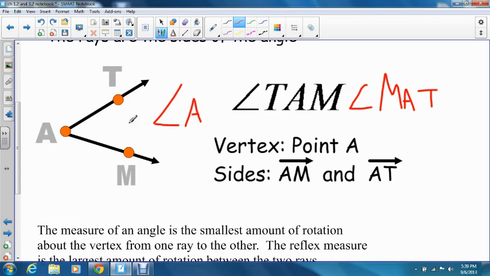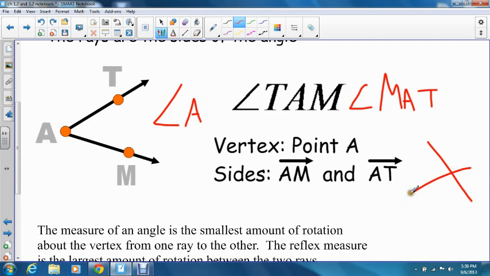Now, the only problem with naming it as angle A is that's not a way that we can name an angle all the time. We can only name an angle this way whenever there's only one possible angle that we can look at. So, for example, this is the only angle that we could possibly be talking about. It's the only picture that's on here. So it's easy to call that angle A.